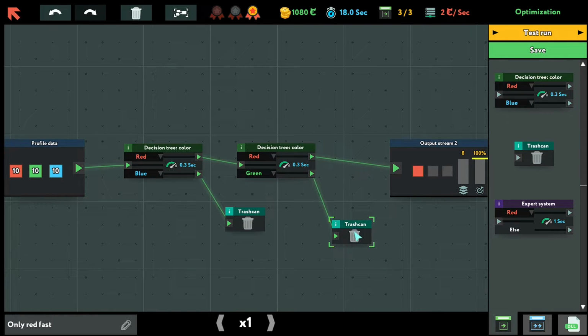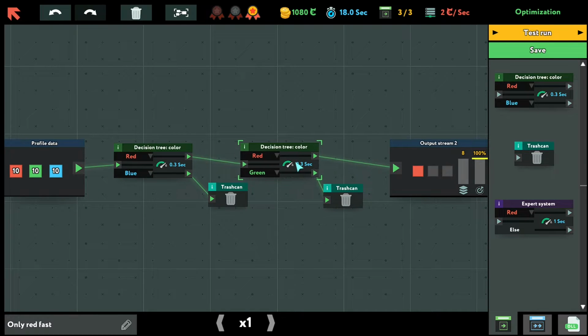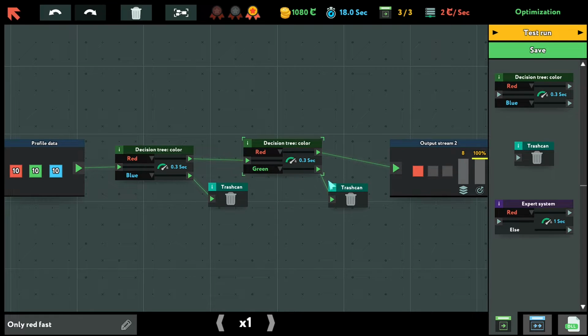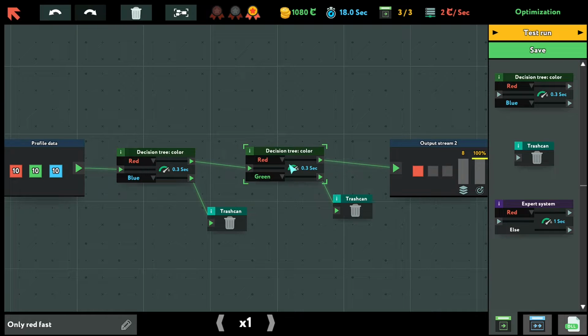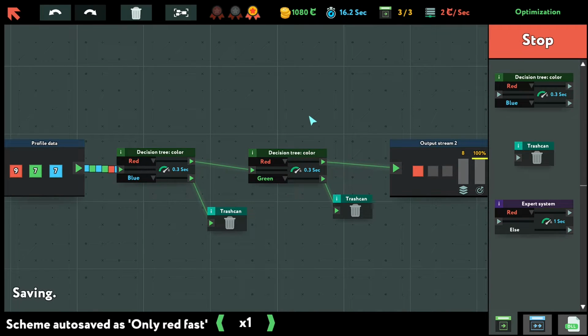And I think due to the fact that the items take time to travel over the strings, making the strings as short as possible makes things a little faster. Let's see how that works. That should be quicker.